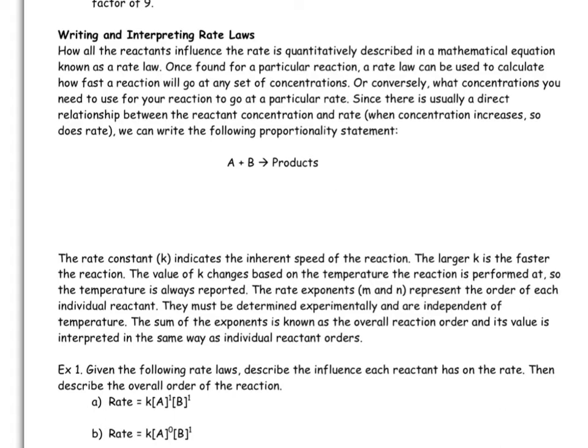If I use the general equation A plus B produces products, then the rate will vary directly with the reactants. We write that like this. Now, because each reactant will have its own influence, we have these things called rate exponents. They're represented by m and n.